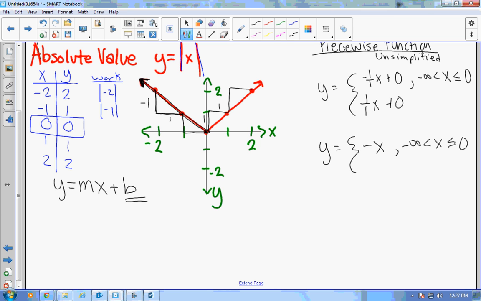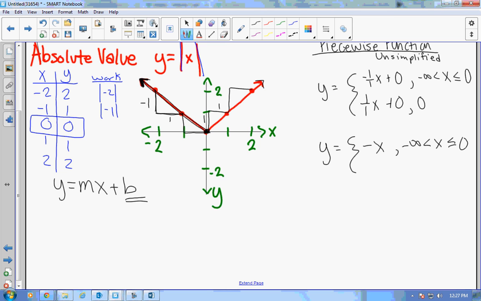It looks like we never wrote our domain for the second piece. Where does this second piece start? Which x? Because domain is x. What's this x? 0, and then it continues to the right forever because of this arrow until what x is forever to the right? Positive infinity.